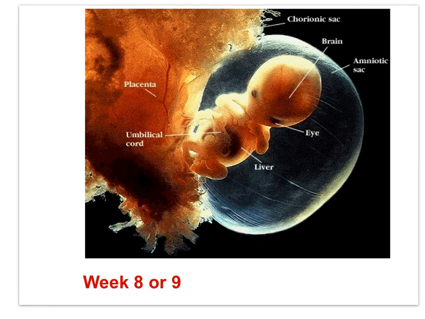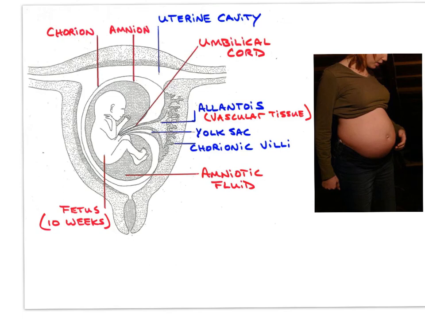In this image, we can see the 8 to 9 week old fetus surrounded by the fluid-filled amniotic sac. The fluid-filled sac protects the fetus from the bumps taken during the daily life of the mother. Here's a nice image showing the 10-week-old fetus developing in the uterus of the mother.